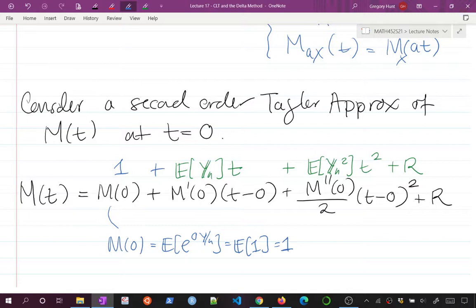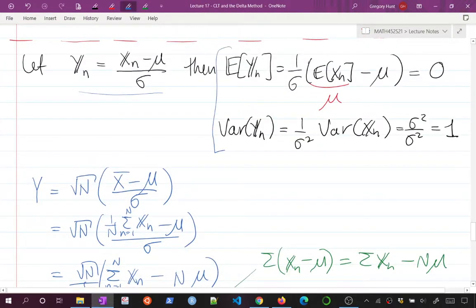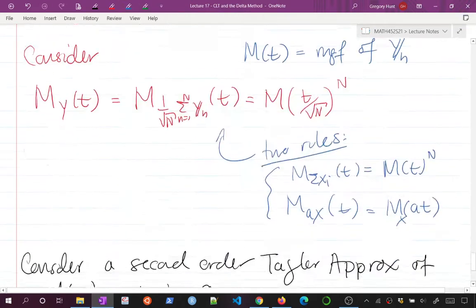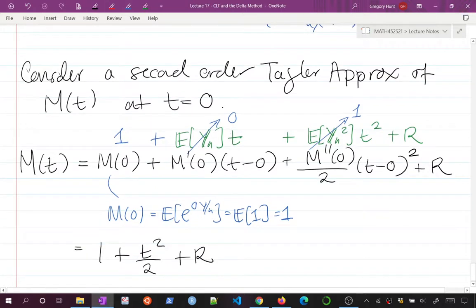And we know, if we go back up to our little y_n's here, we showed that the first moment is 0, and the second moment, which is going to be the variance because the mean is 0, is 1. So this first term goes to 0, and this second one, which is just the variance, is going to be 1. And so what we get for a Taylor expansion is 1 plus, well, that 0 term drops out, plus t squared over 2 plus some remainder term. So this is the moment generating function of any of my individual y's.